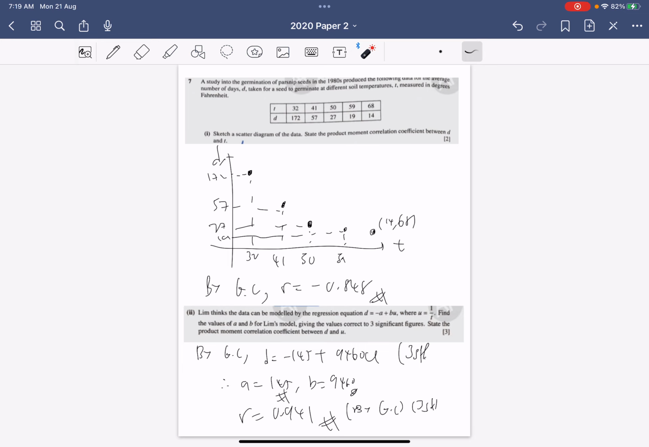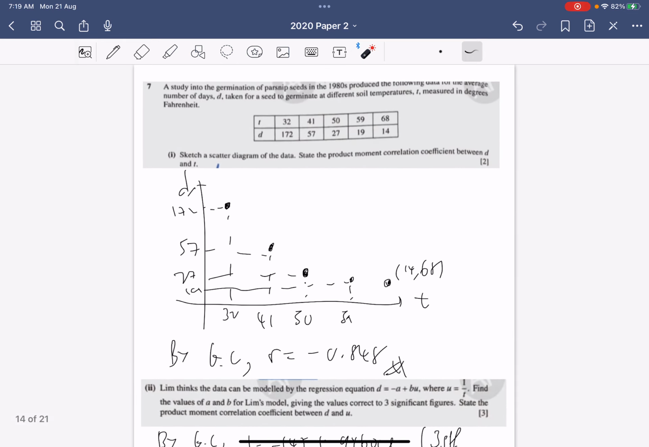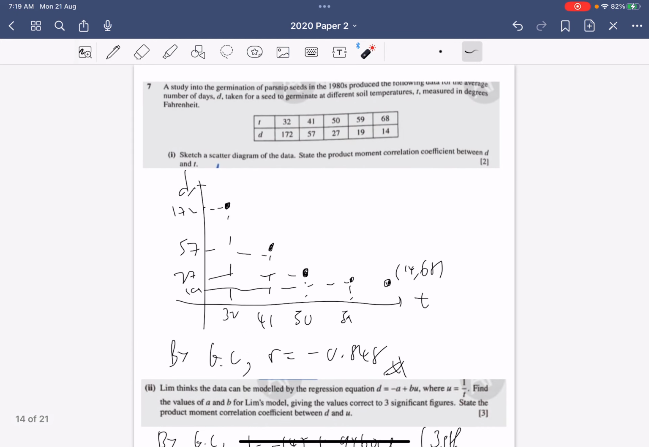And for question 7, it is a linear regression question, and we are given a data set about the number of days taken for a seed to germinate at different soil temperatures. So we're supposed to sketch the scatter diagram, and we just use the GC to plot out the points, and we see there is this non-linear curve looking thing. And from the GC we are also able to get the product moment correlation coefficient.